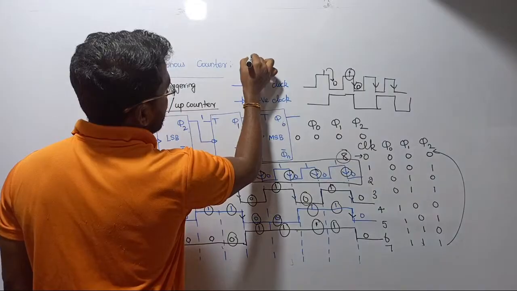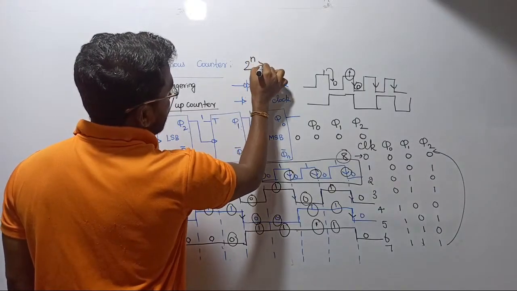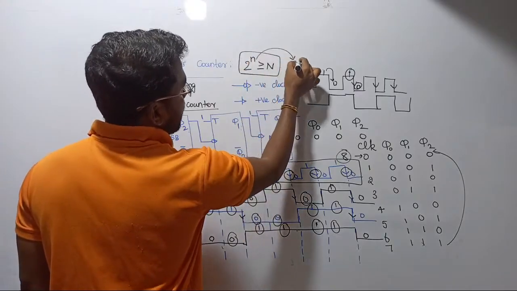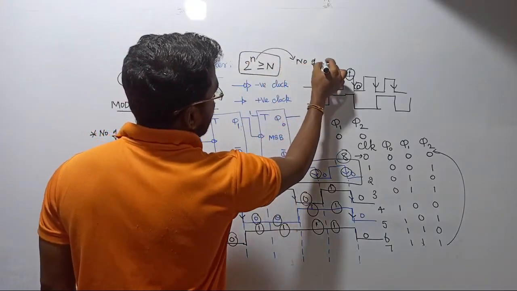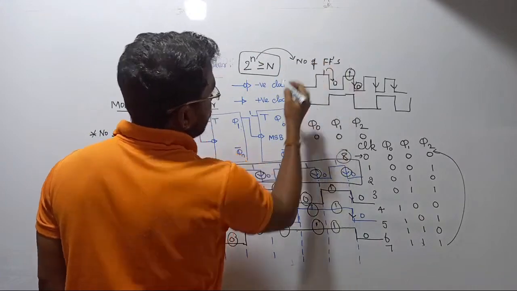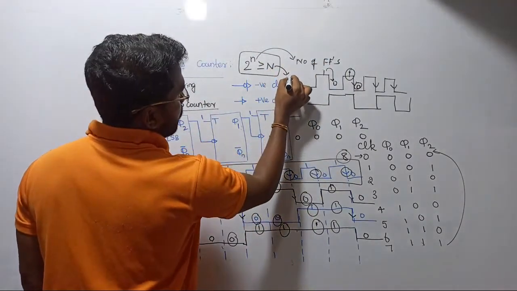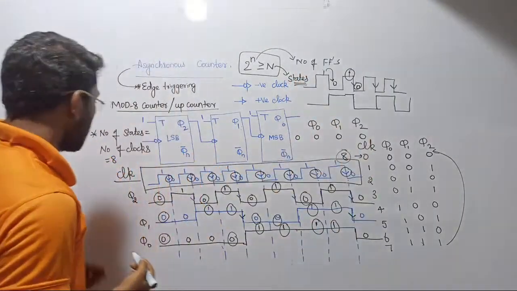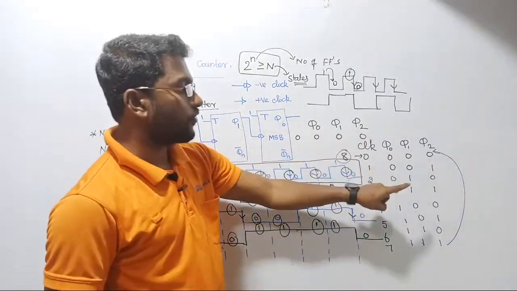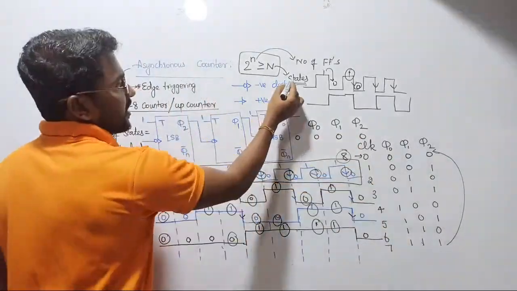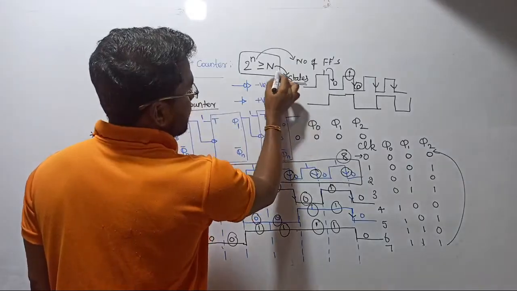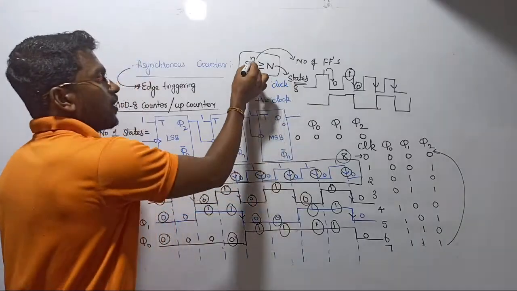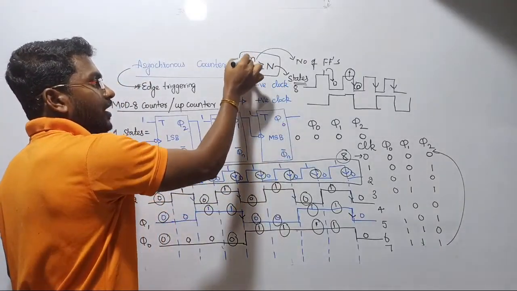So let me write a relation here: 2 power n greater than or equal to capital N. What is this? Here, this small n denotes the number of flip-flops, whereas this capital N denotes the number of states or counts. How many states here? 8 states. 1 2 3 4 5 6 7 8. Totally we got 8 states, so if capital N is equal to 8, then for what value of small n are we getting this 8?